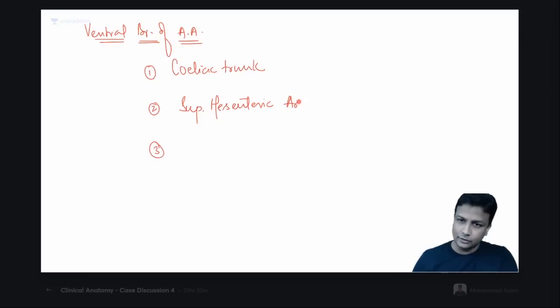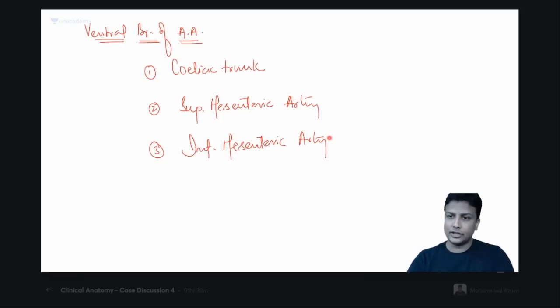And here you write down the full forms, guys. And finally, there will be inferior mesenteric artery. So there is celiac trunk, the superior mesenteric artery, and the inferior mesenteric artery. There are three ventral branches of the abdominal aorta.